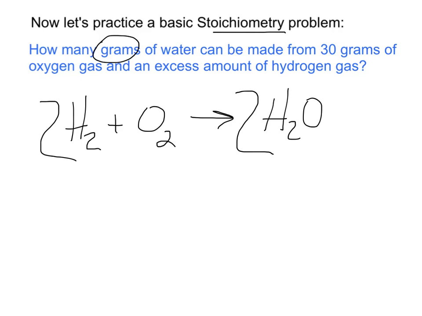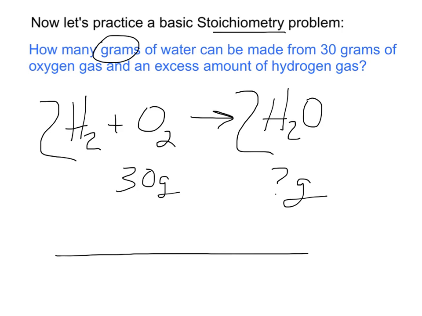Now they want to know how many grams of water can be made from 30 grams of oxygen gas. So if we put our picket line in here and start off at the bat like it talked about, the first thing I do is write down what I was given: grams, and 30 of them. I've got to go to grams of water.